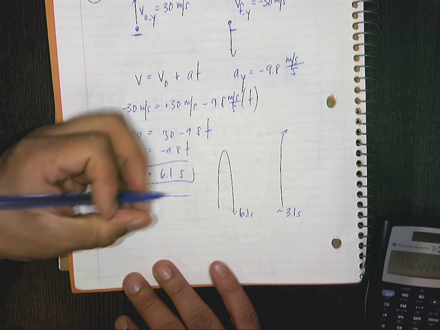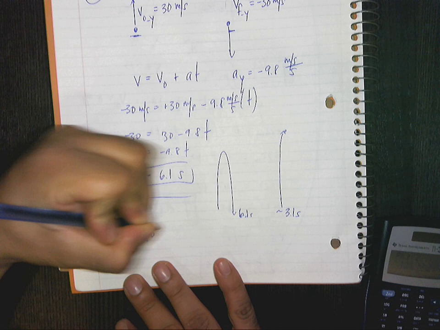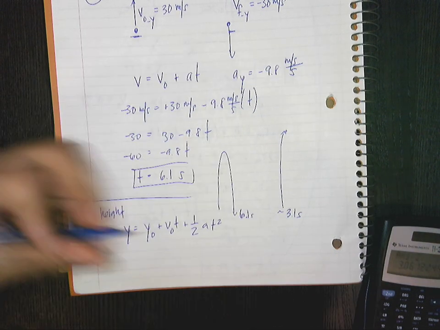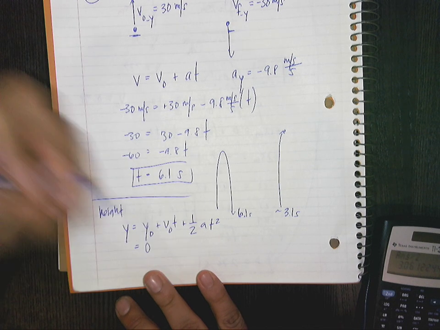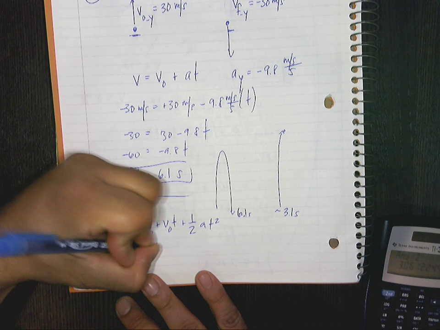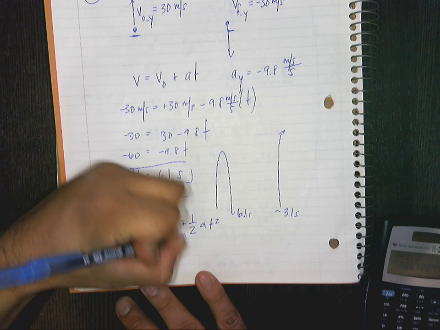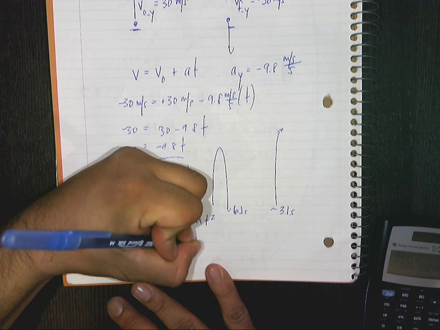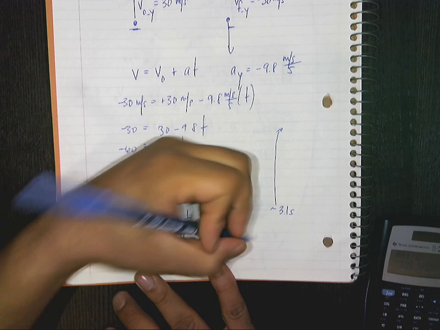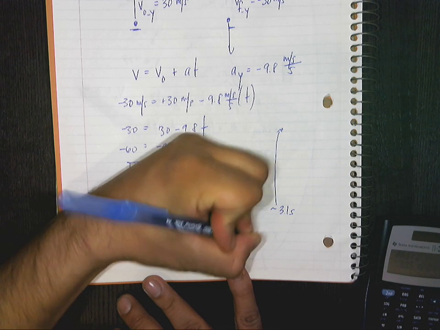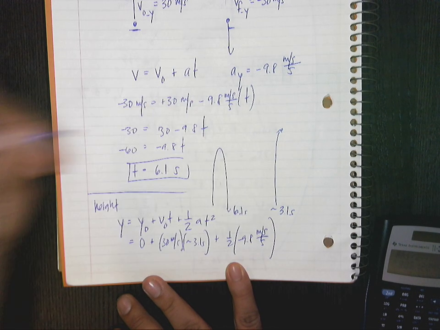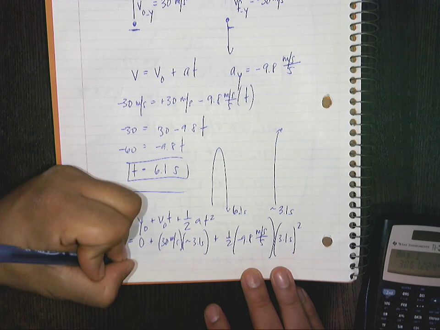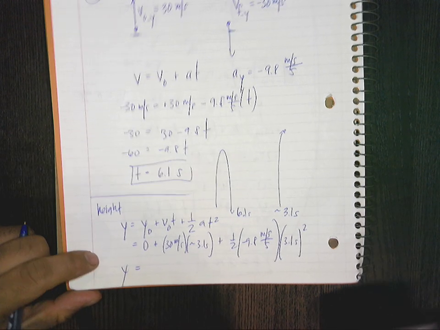I'm entirely going to work on the y-axis. So y equals yo plus VOT plus 1/2 AT squared. Of course, my initial y position is 0. My initial y velocity is 30 meters per second. The time to get to the max height, as we estimated, half the time, would be about 3.1 seconds, plus 1/2 times -9.8 meters per second squared times that 3.1 seconds squared. And so I'm going to get a final value for y.